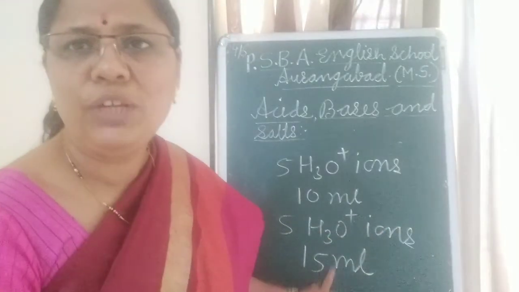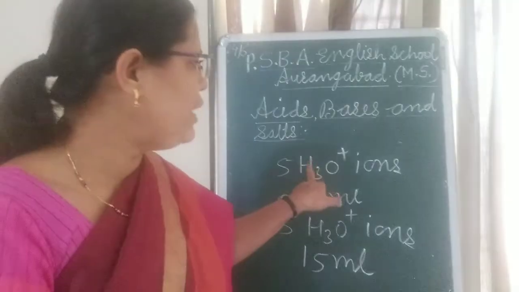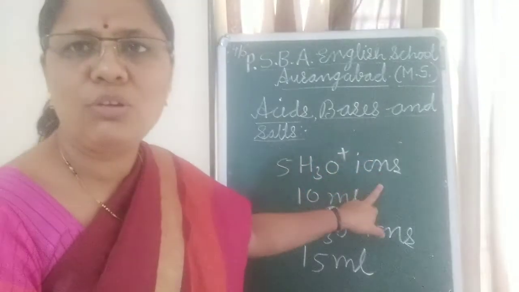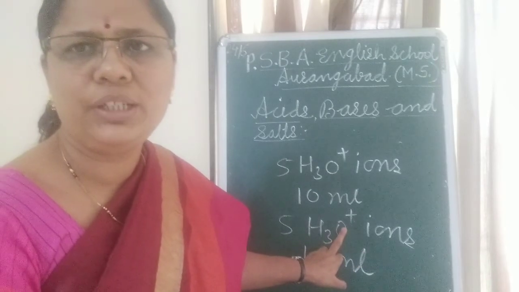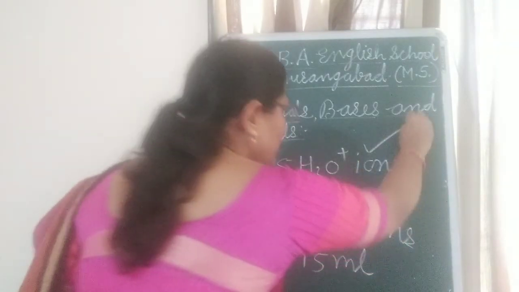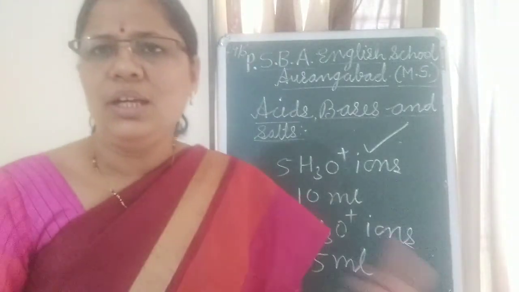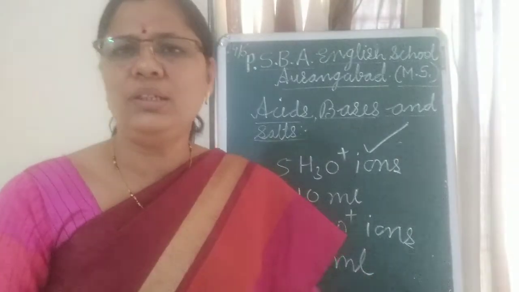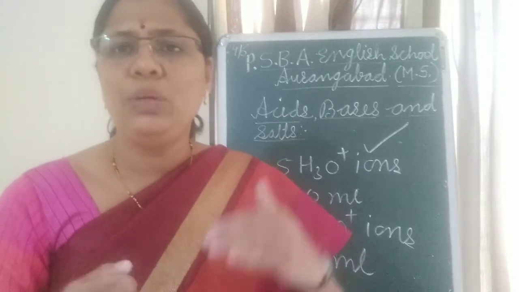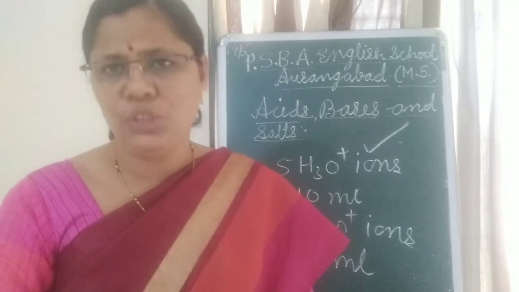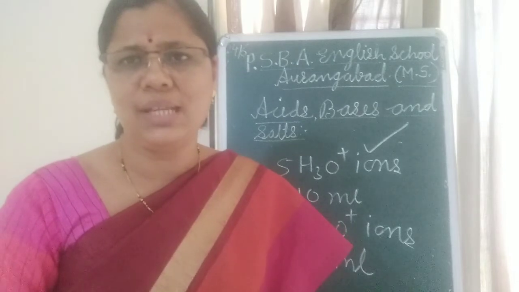So if you compare, in 10 ml will 5 H3O positive ions be more concentrated, or in 15 ml will 5 H3O positive ions be more concentrated? Definitely the 10 ml. So it means that if we are increasing the volume of water, the concentration of H3O positive ions will be decreasing per unit volume. I think you have understood this concept.